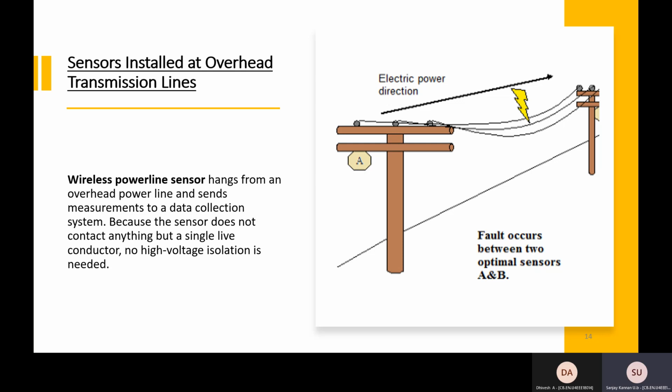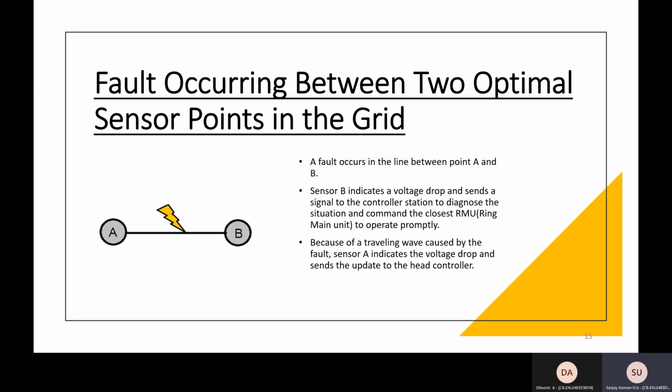So here, let us take an example. Here we have two nodes A and B. There is a fault which is going to happen between these two nodes. When the fault is encountered, sensor B will indicate a voltage drop, and it will send a message to the controller station, asking it to diagnose the situation. And due to the fault, there is a traveling wave which is created. So the sensor will indicate the voltage drop, and it will send an update to the head controller.